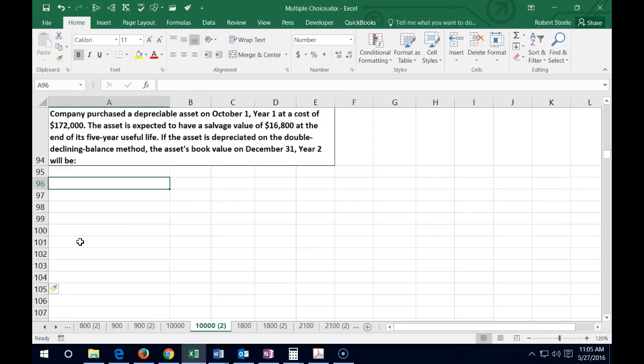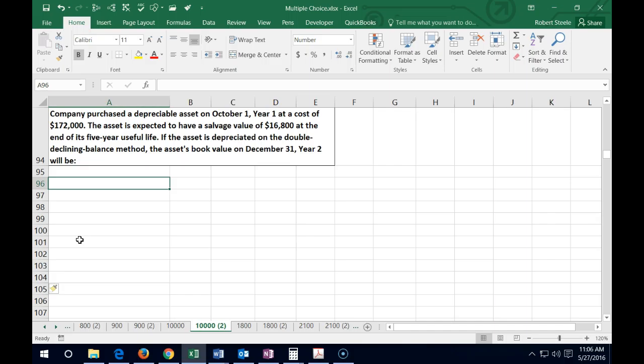Next one says that a company purchased a depreciable asset on October 1st, middle of the year, keep that in mind, at a cost of $172,000 in year 1 in October, that is. The asset is expected to have a salvage value of $16,800 at the end of a 5-year useful life. If the asset is depreciated on a double declining method, the asset's book value at December 31st, year 2, will be what?